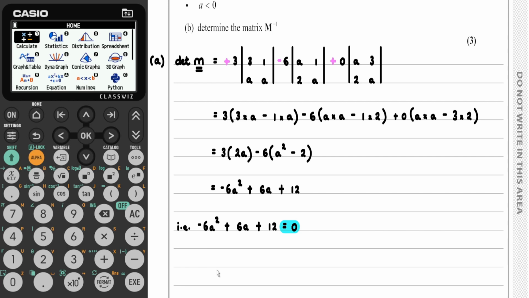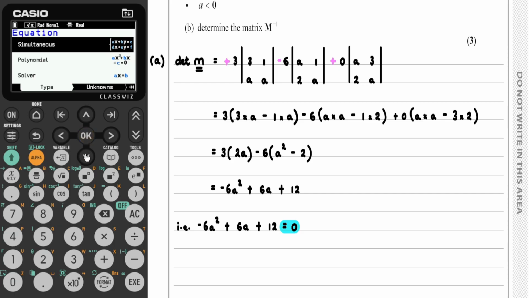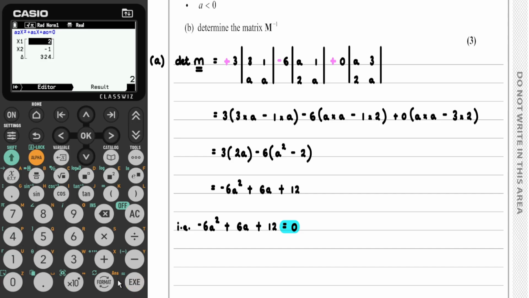Let's find the values of a. From our calculator, let us go to the equation sub-menu. We have a polynomial of degree 2. We have negative 6a squared plus 6a plus 12 equals 0. So we have a which is 2 and a which is negative 1. So we have a equals 2, a equals negative 1.